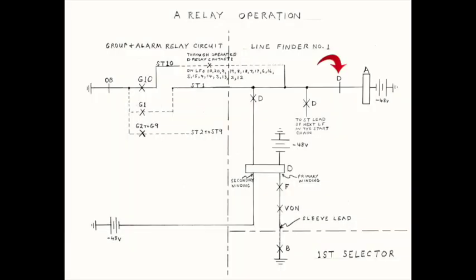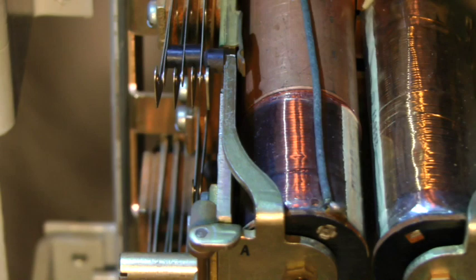The operated D relay cuts off the operating path for the A relay and transfers the start chain path from this line finder's A relay to the succeeding line finder in the chain. While operated, the A relay provides the initial ground on the sleeve lead to operate and hold the CO relay in the line circuit.